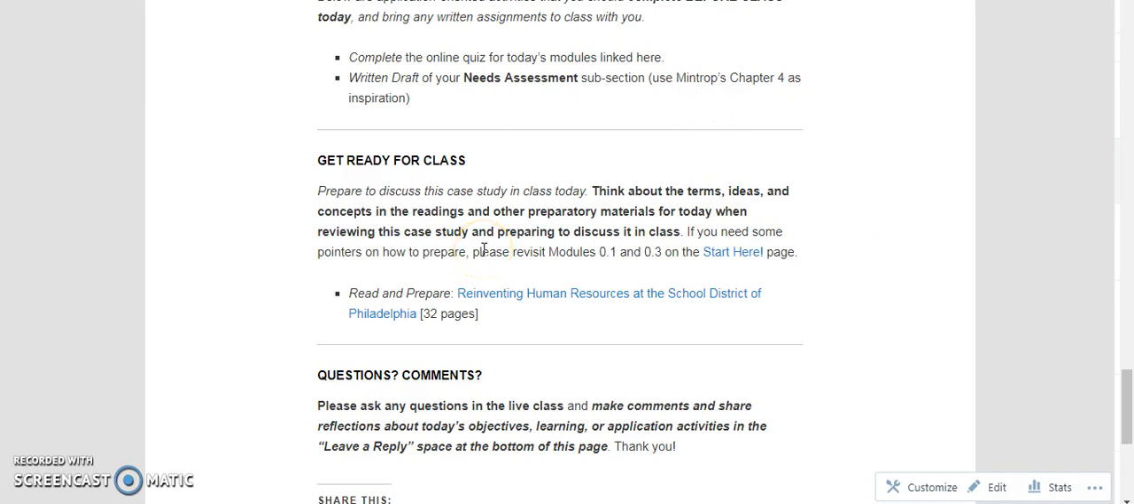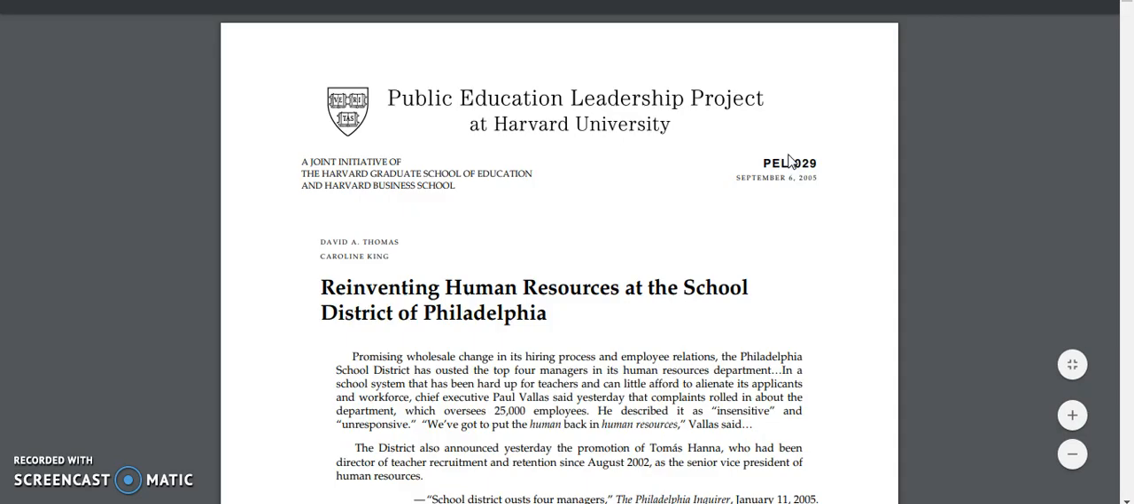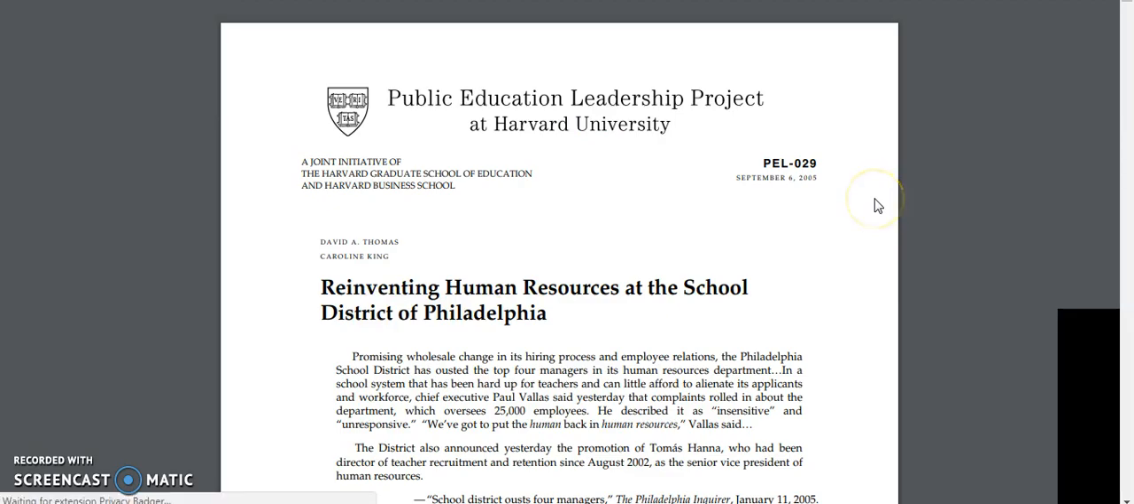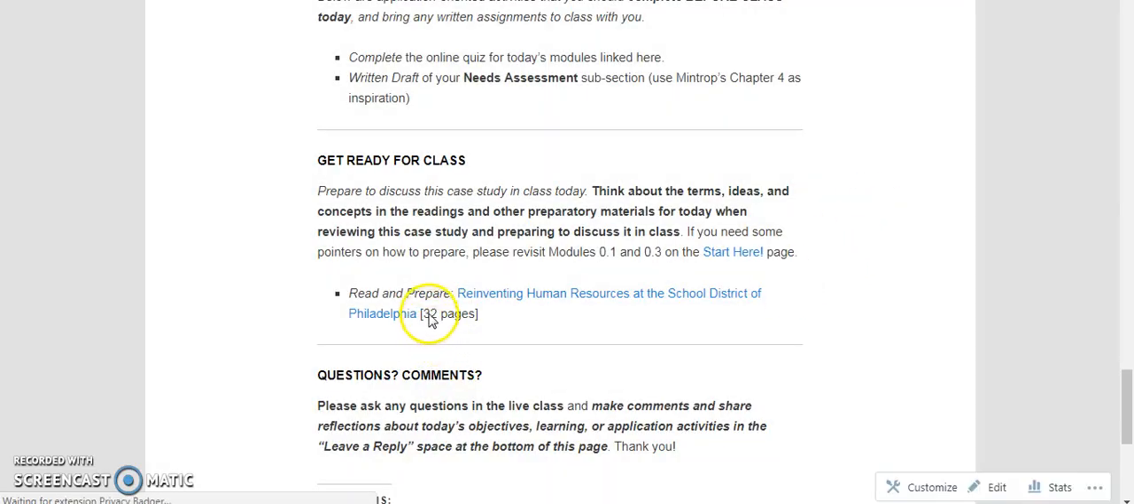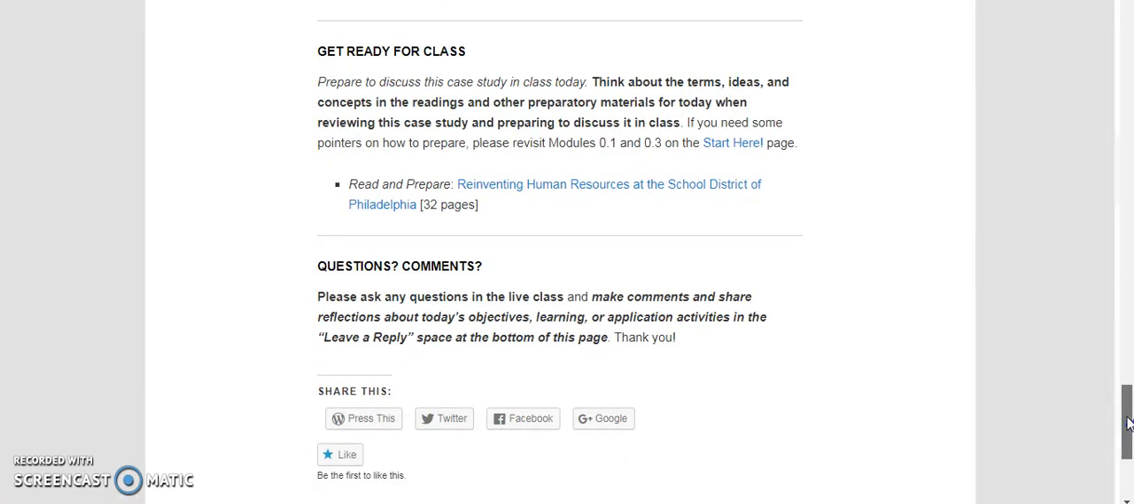And then getting ready for class, we're going to go back to using a more traditional case study, but this time we're using one that is addressing human resources specifically in the school district of Philadelphia. So we're hitting close to Philadelphia with this, and we're looking at human resources reinvention. So we're looking at change related to human resources within a school district. I think you will find it really interesting, and again, it will take some preparation. It's not for the faint of heart. 32 pages of pretty heavy content, but you can do it, and I'm excited about it.